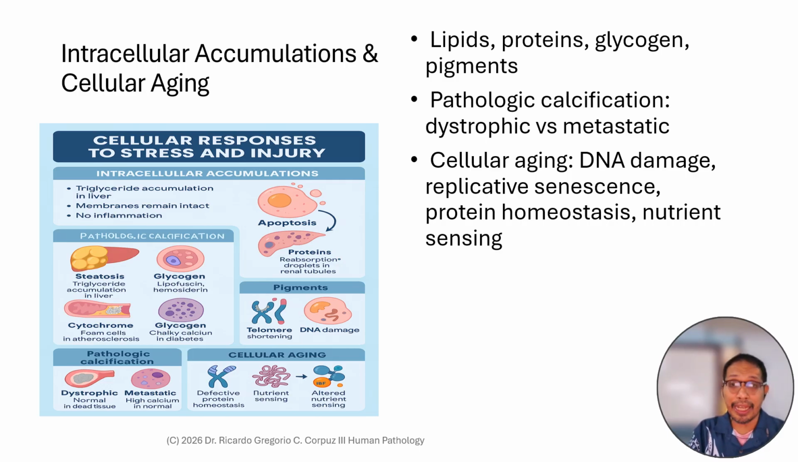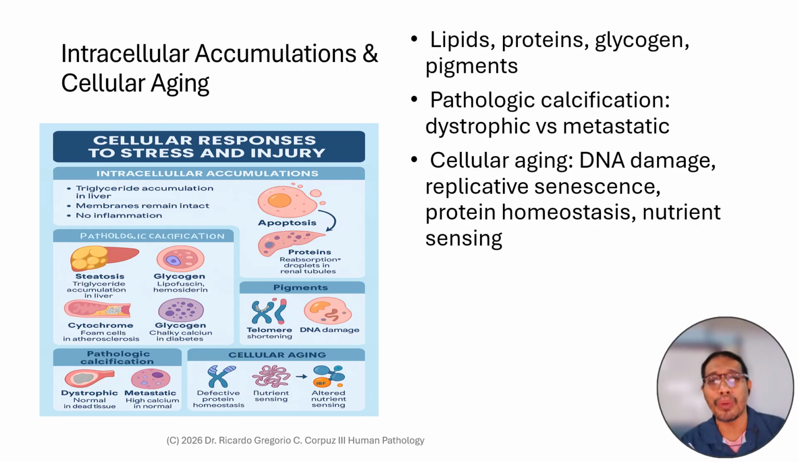One of the most familiar is steatosis, or fatty change. This occurs when triglycerides accumulate within the parenchymal cells, most commonly in the liver, and it can result from alcohol use, obesity, diabetes, or toxins that impair lipid metabolism. Under the microscope, you'll see clear vacuoles displacing the nucleus, a hallmark of fatty liver disease. Another important category is cholesterol accumulation. This is especially relevant in atherosclerosis, where macrophages in the arterial wall become loaded with cholesterol esters, forming the classic foam cells that contribute to plaque formation.